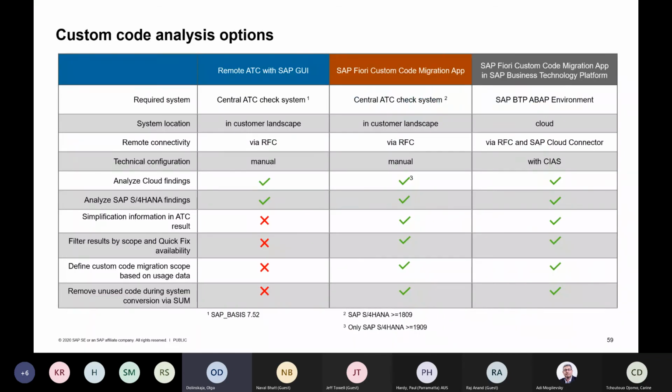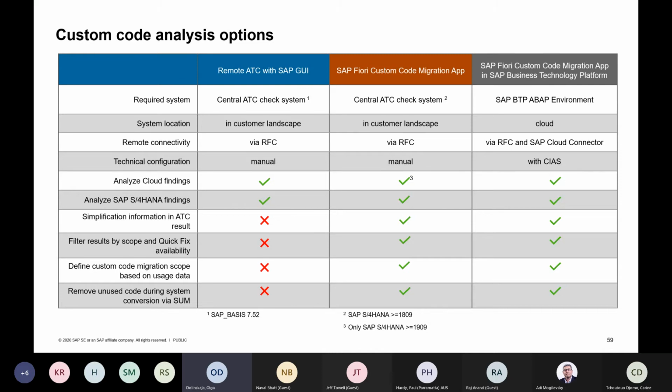So this is the overview of the custom code analysis options. You can analyze your custom code for cloud readiness. You can analyze it for SAP S/4HANA readiness. And of course, you can still use the traditional ATC transaction in the SAP GUI. And there you need to establish the remote ABAP Test Cockpit and install the central ATC check system based on at least SAP Basis 752.